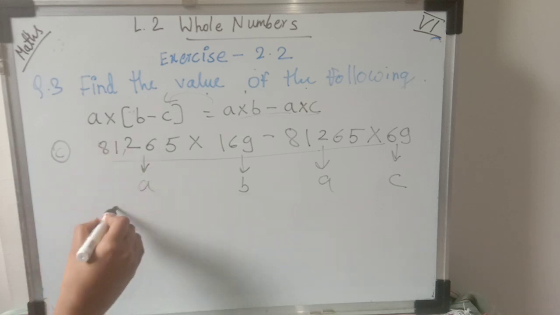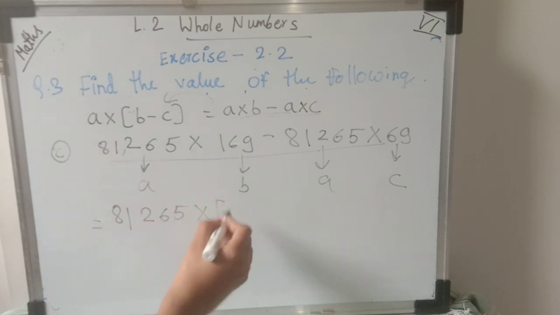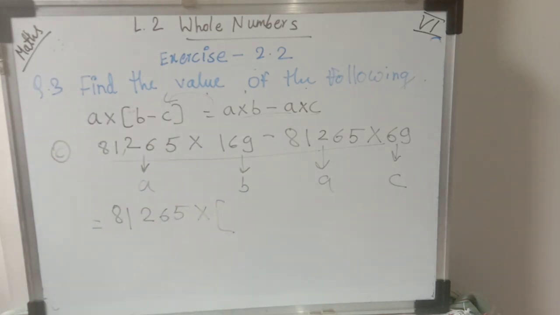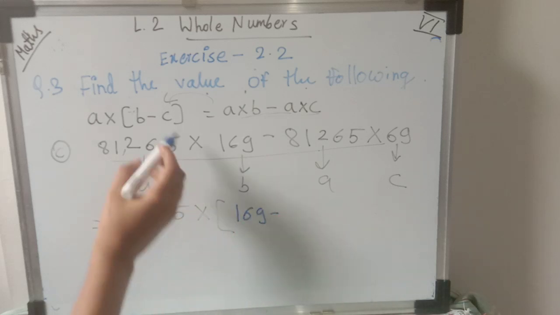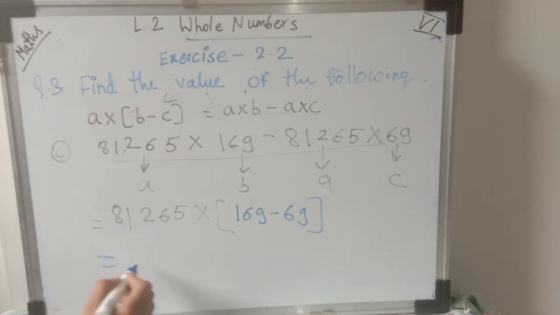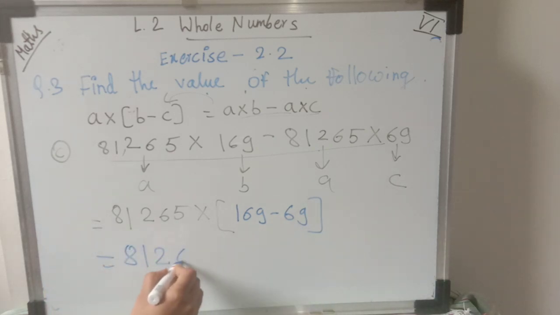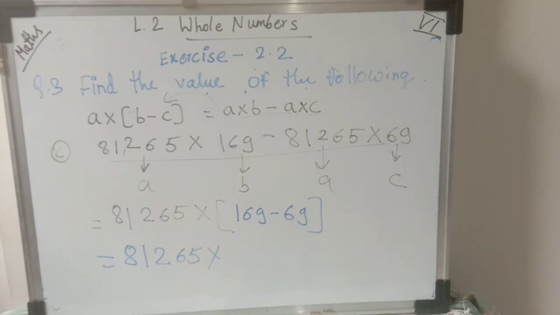Okay, so A is 81,265 multiplied by, B is here, 169, and C is 69. Bracket complete. Done. Now here, 81,265 multiplied by 169 minus 69, how much is that?